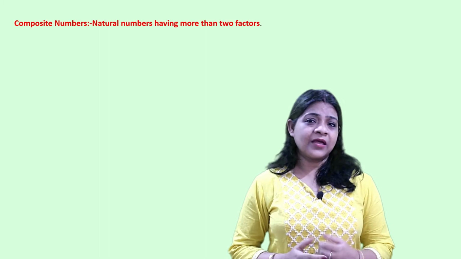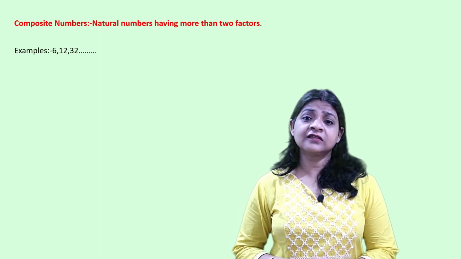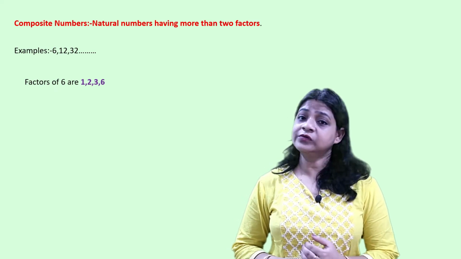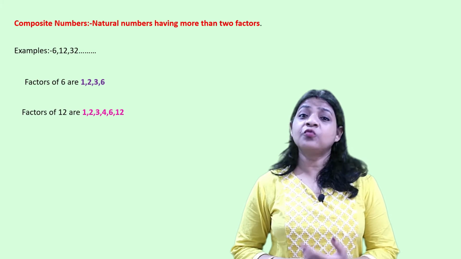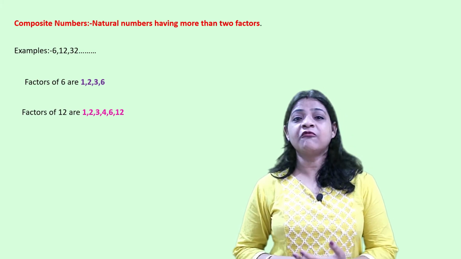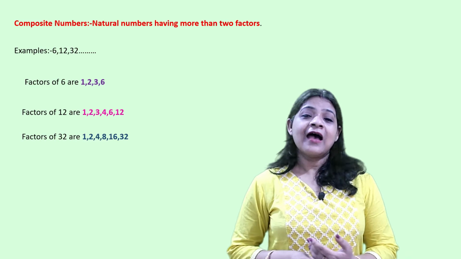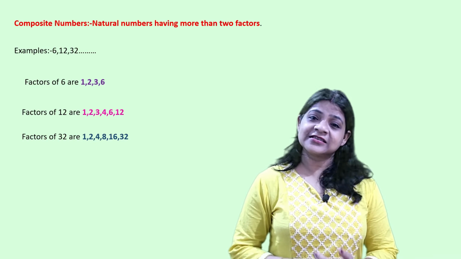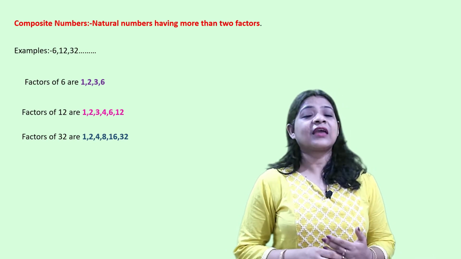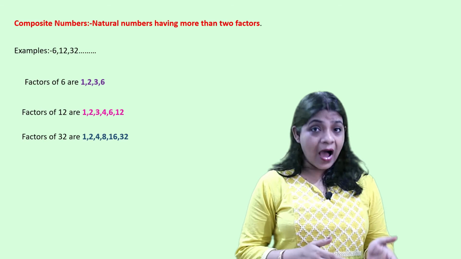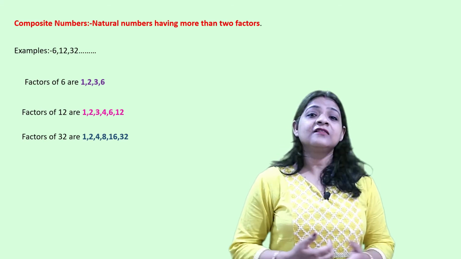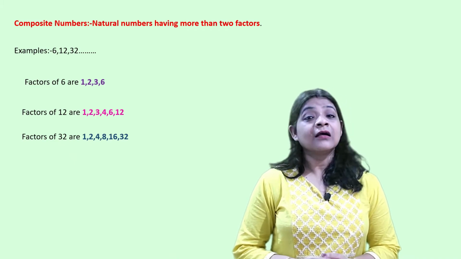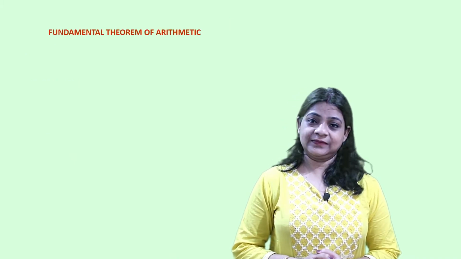Let's take some examples of composite numbers like 6, 12, 32. The factors of 6 are 1, 2, 3 and 6. Factors of 12 are 1, 2, 3, 4, 6 and 12, and the factors of 32 are 1, 2, 4, 8, 16 and 32. So we can say that other than 1 and the number itself, it has more factors. These types of numbers are called composite numbers.